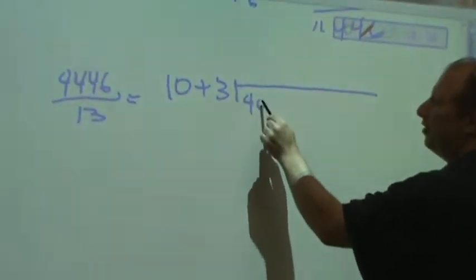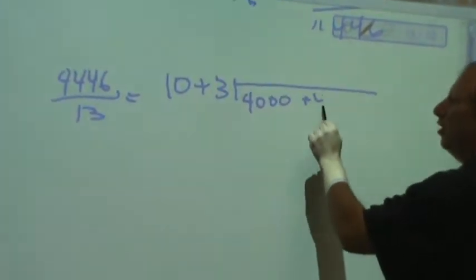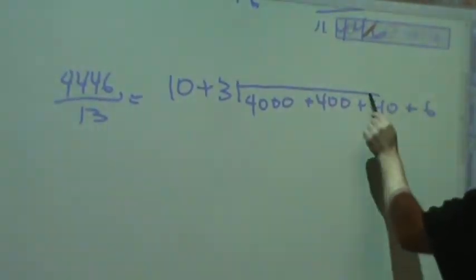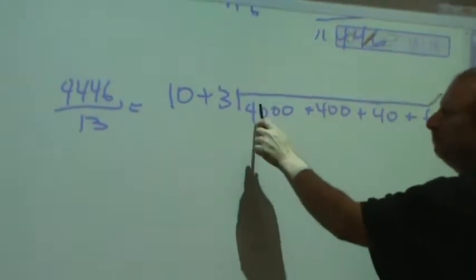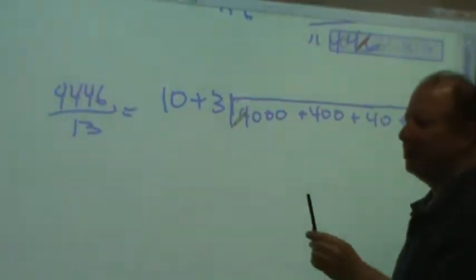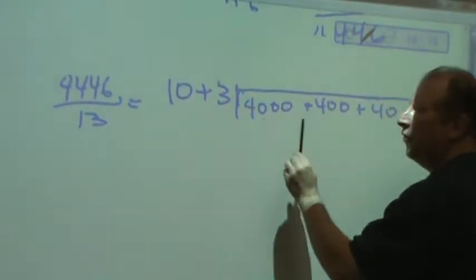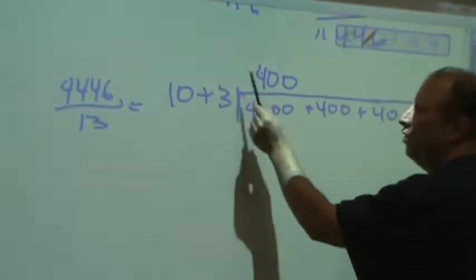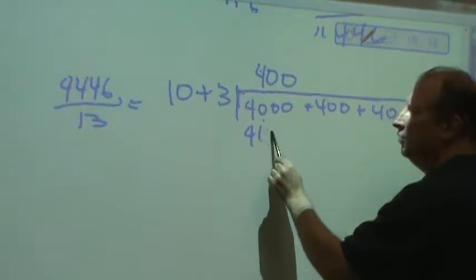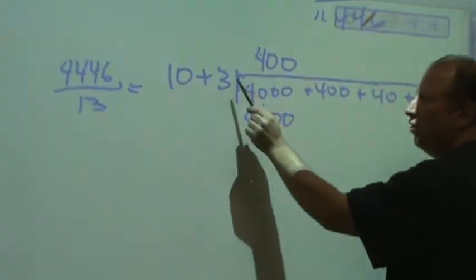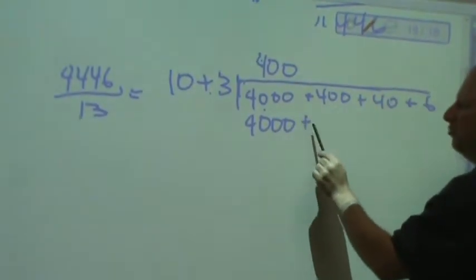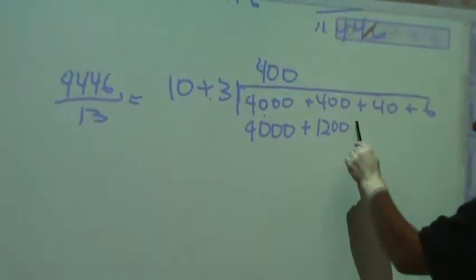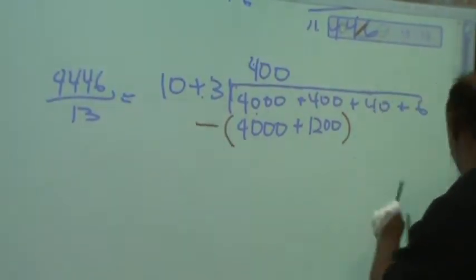4,446 is really 4,000 plus 400 plus 40 plus 6. Well, let's do it step by step. 10 goes into 4,000 400 times. 400 times 10 is 4,000. 400 times 3 is 1,200. And like before, it doesn't change. I'm going to subtract.